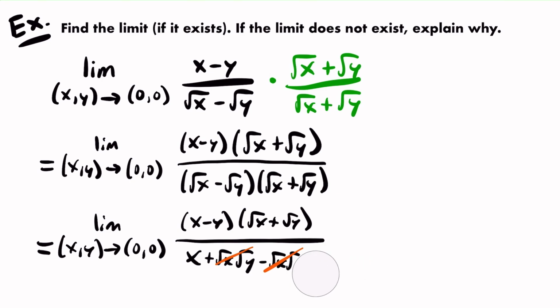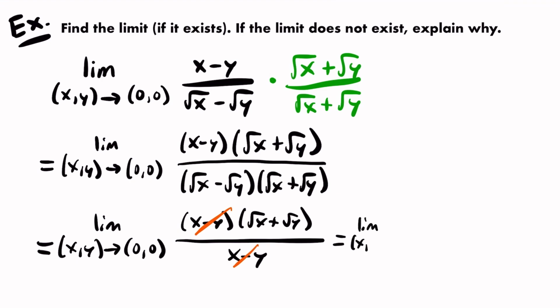So I'm just going to rewrite that here. That is what you get when you multiply a binomial quantity by its conjugate. It's just the square of the first term minus the square of the second. So we get x minus y, and that is helpful because now we have a common factor of x minus y in the numerator and denominator that can be canceled out. So you're just left with the limit as (x, y) approaches (0, 0) of the square root of x plus the square root of y.